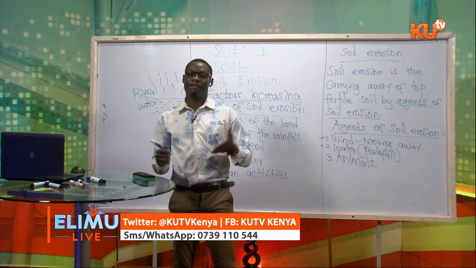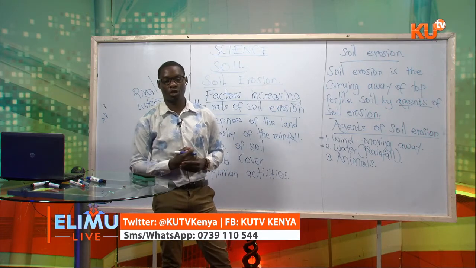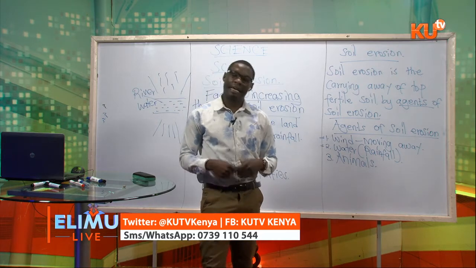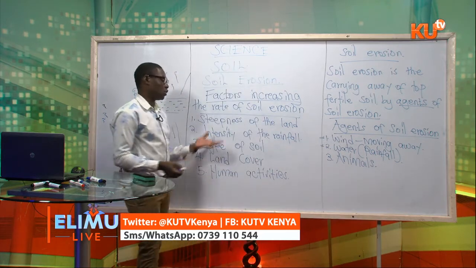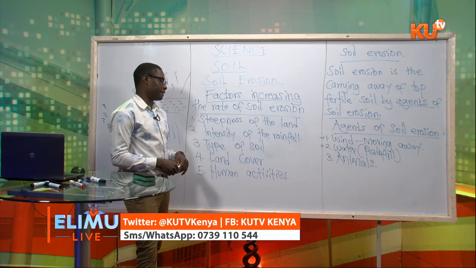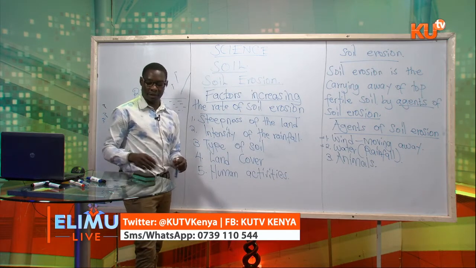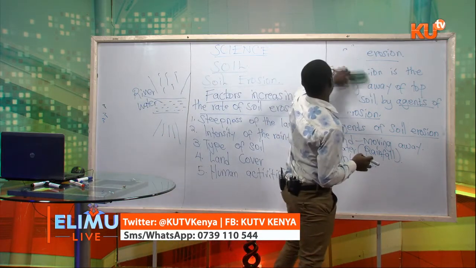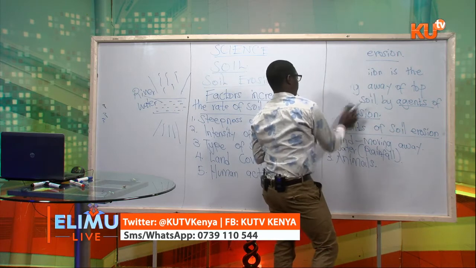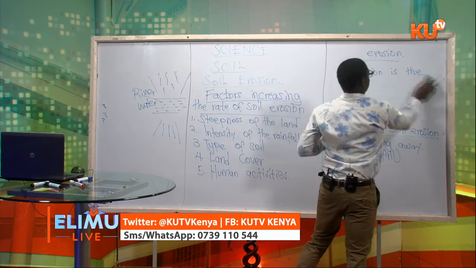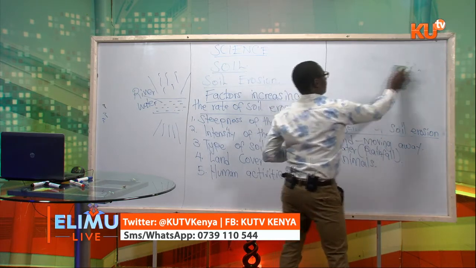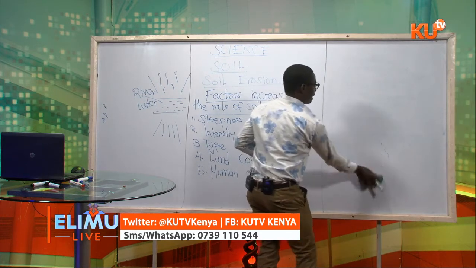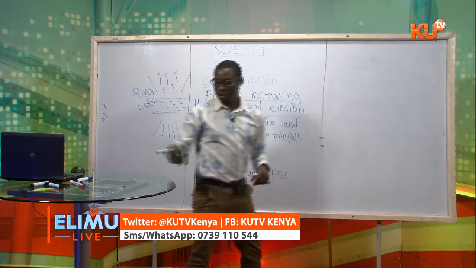So these are the factors that will make soil erosion to be increased in some places and maybe not to be increased in some places, depending on these factors. So let's look at the first factor, which is steepness of the land. Steepness of the land as our first factor. That's what I want to explain with a certain demonstration.